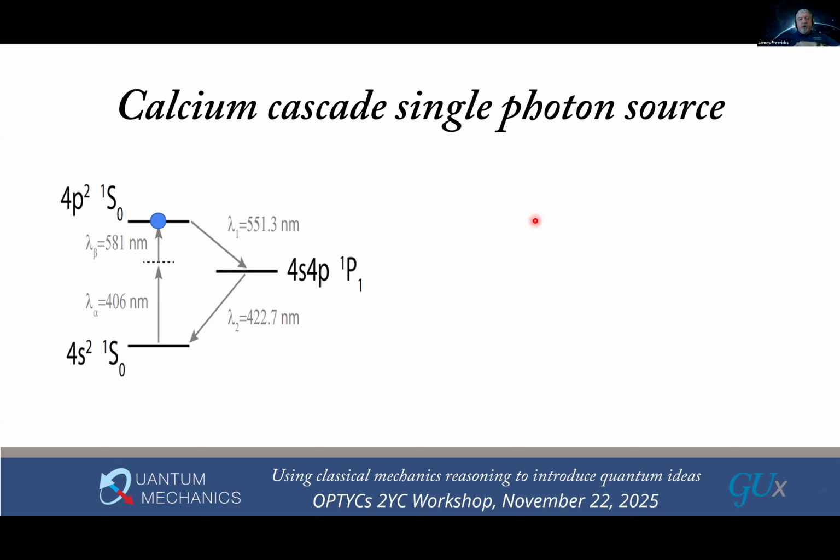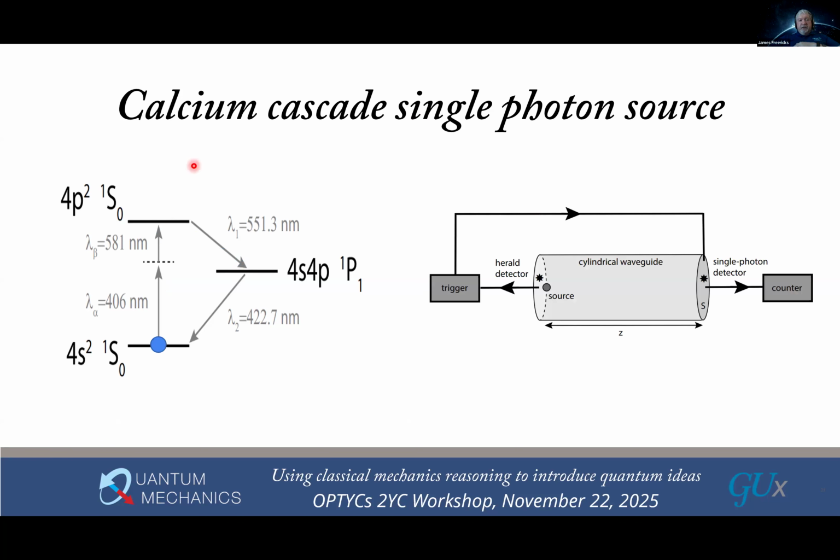But what is really important about this is it decays via a two-stage process. It first emits a photon of 551 nanometers, and then emits a photon of 422 nanometers. So if I detect the first photon, that's called the heralding photon, then I know within about a nanosecond to a few nanoseconds, this photon is going to come out.